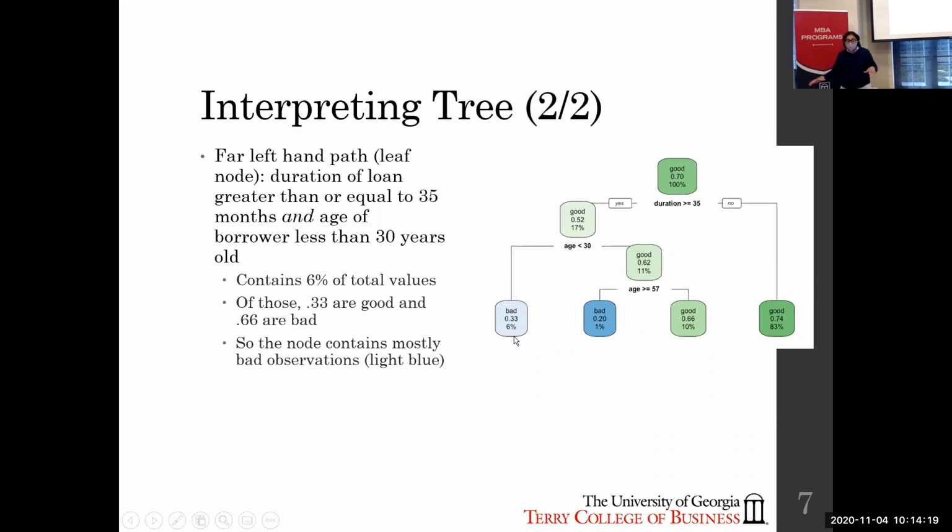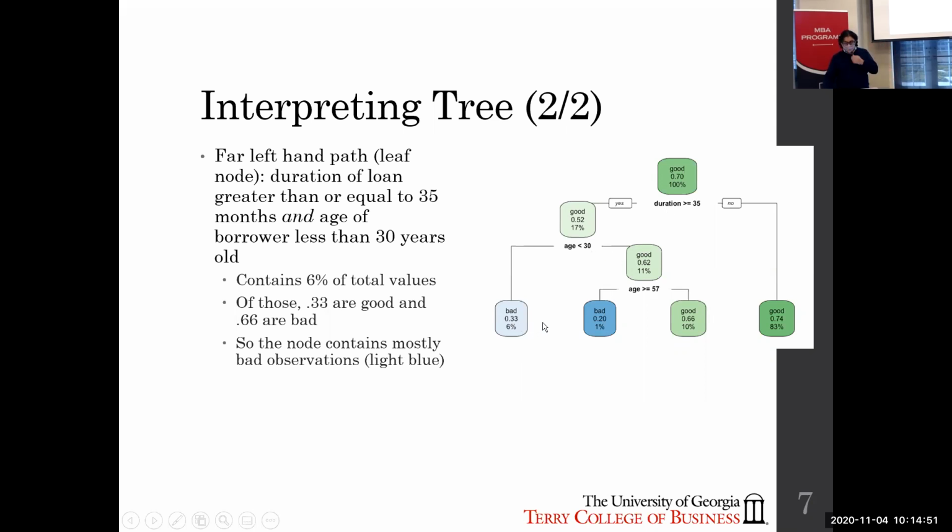And so because the node contains mostly bad observations, it goes into blue, right? If you see a 0.5 or higher, it's going to be a greenish node, and if you see less than 0.5, it's going to be a bluish node. So this very bottom left node contains 6% of the total values. And of those 6%, only a third of them are good and 2/3 of them are bad, right? So we've created a category where it's a long-term loan with a young borrower, and that's pretty bad, right?